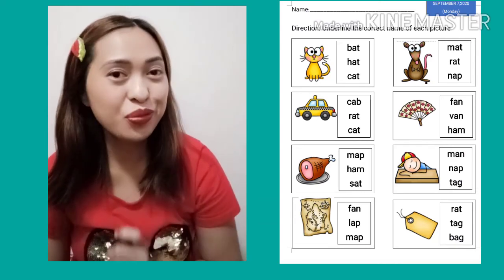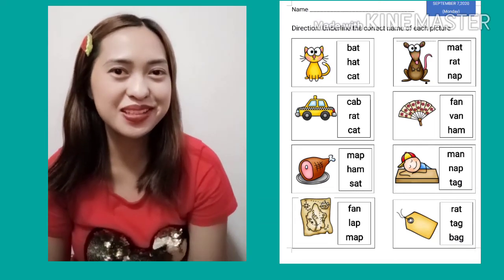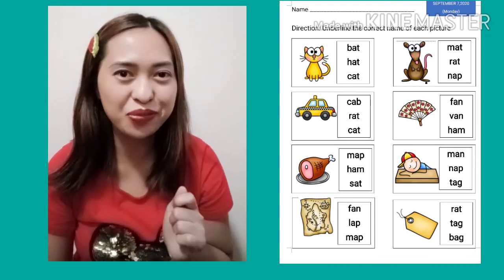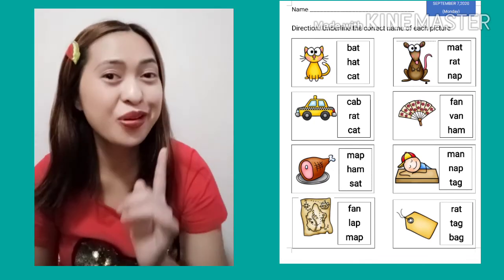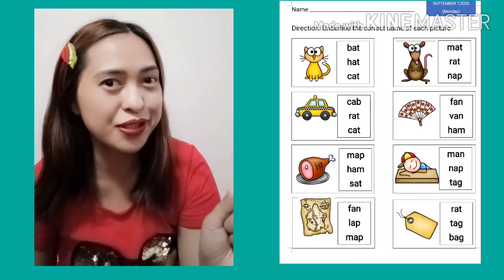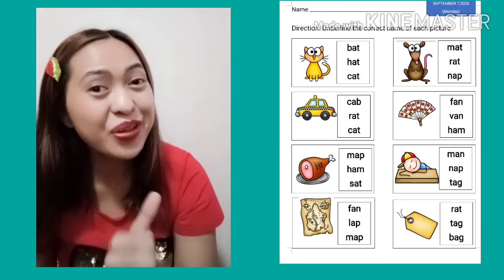Kids, I gave you worksheets for you to answer this activity. You are going to underline the correct name of each picture. And don't forget to read and sound out the words first, okay? I know you can make it, kids.